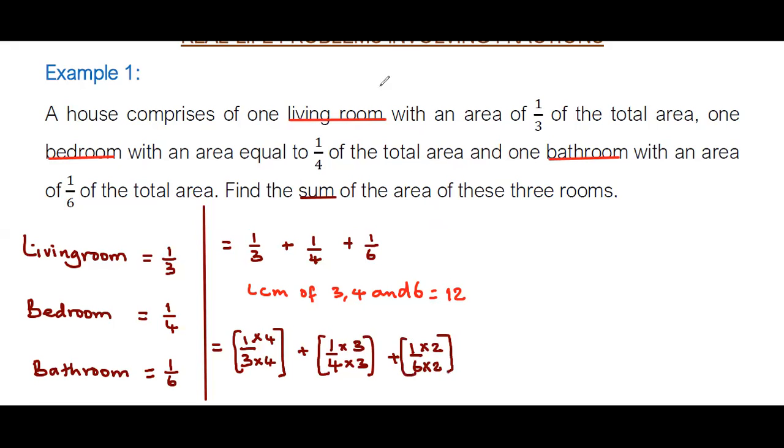Okay. So what do we have? 4 out of 12 plus 3 out of 12 plus 2 out of 12. And so what is the sum? 4, 3, and 2 is 9 out of 12.